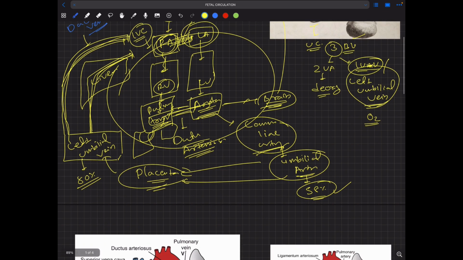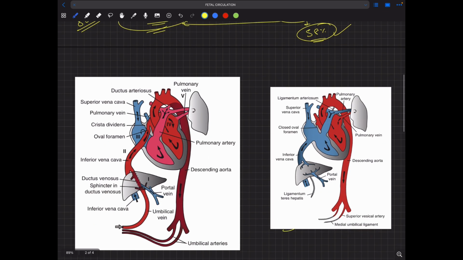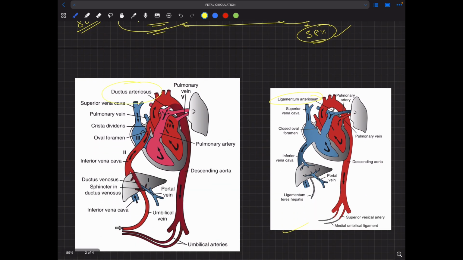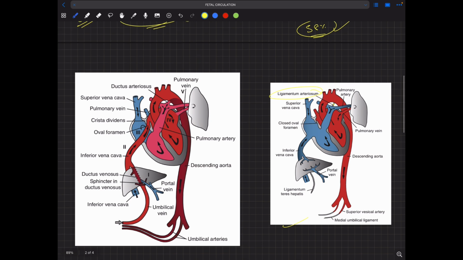Now we'll discuss this whole thing in an image. This is adult circulation. Here you can see the ligamentum arteriosum. This is the ductus arteriosus, which is present in the fetus. It is converted into the ligamentum arteriosum in adults. So there is no link between the pulmonary trunk and aorta. This is one thing.